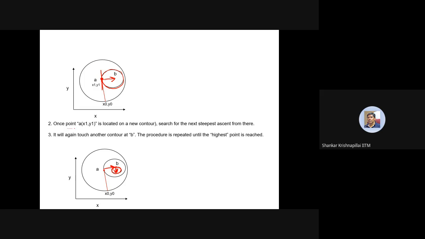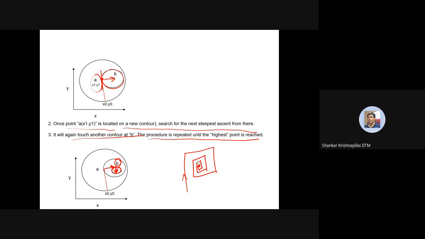So once a point A (x1, y1) is located on the new contour, then search for the next steepest ascent from there. So it will touch another contour at B. And the procedure is repeated until the highest point is reached. So what you have to do is that you may have to keep on going like this until you reach the global maximum. So ideally it will keep on continuing till infinity. So you have to give a tolerance. At that tolerance value, it will stop. Okay, so this is how Cauchy's method works.